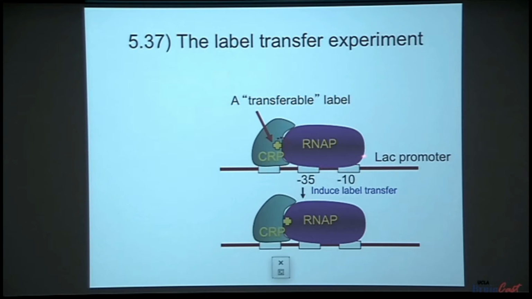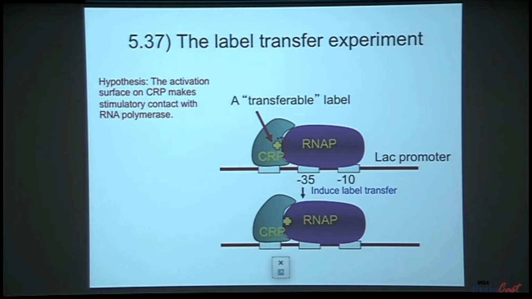And so here's the idea behind the label transfer experiment. The hypothesis is that the activation surface on CRP, this could be AR1, makes a stimulatory contact with RNA polymerase. So what the label transfer experiment attempts to show is that a particular region of CRP is in direct contact with RNA polymerase.